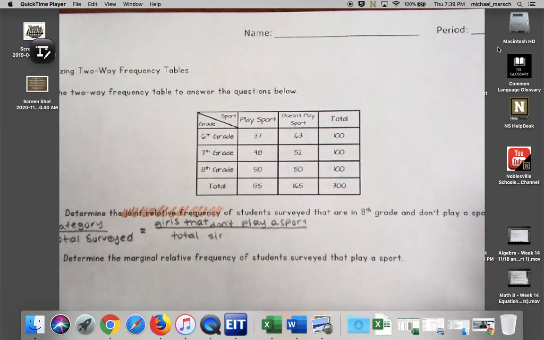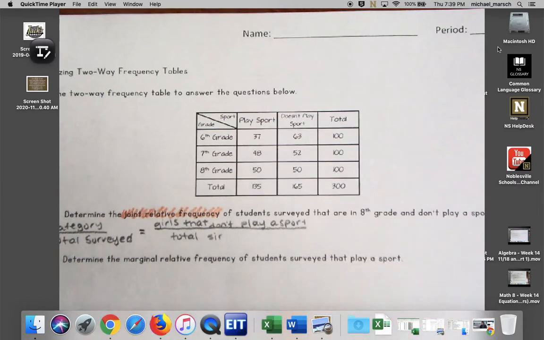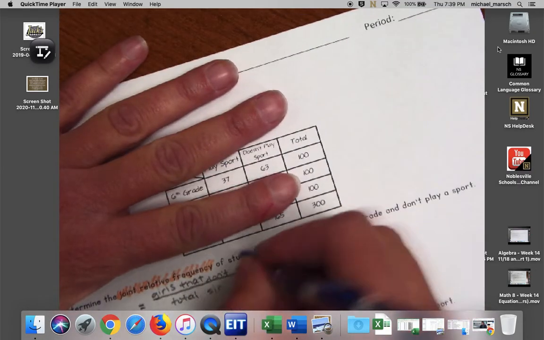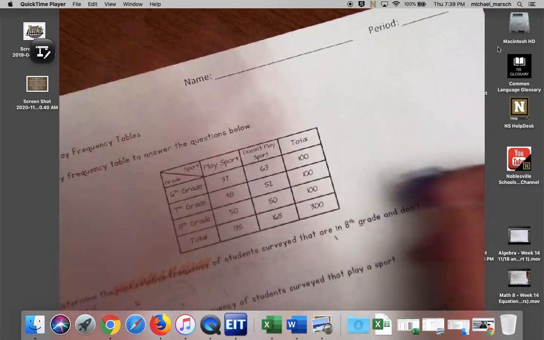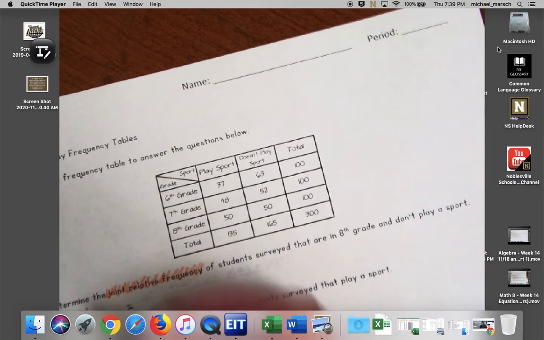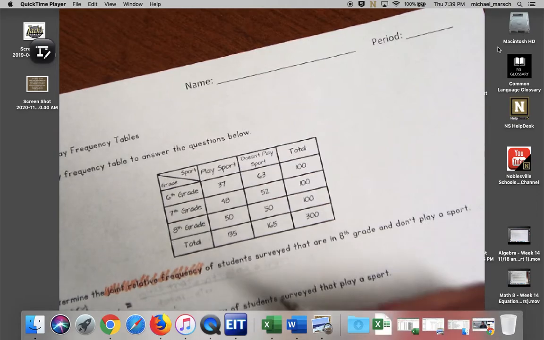Why did I say girls? That wasn't nice. That was supposed to be 8th graders. Let me erase that. I'm still thinking about those cookies, guys. It's late. Okay. And I know you're thinking, Mrs. Marsh, it's not even 8 o'clock, but it's late for me, okay?